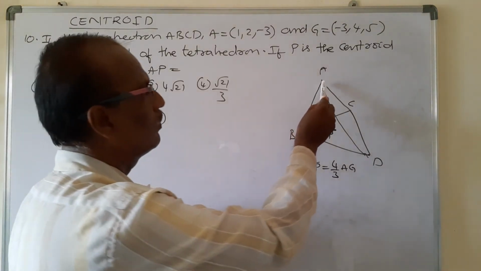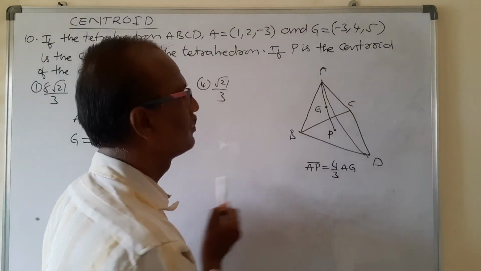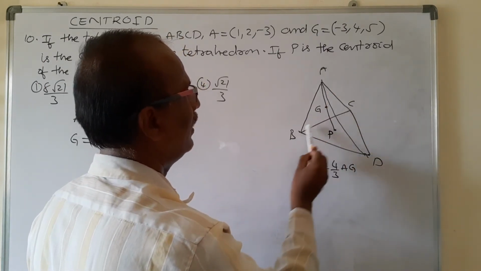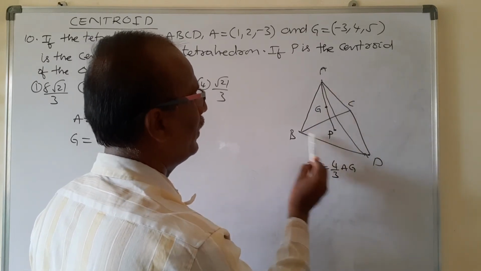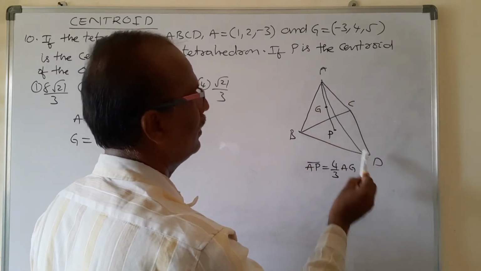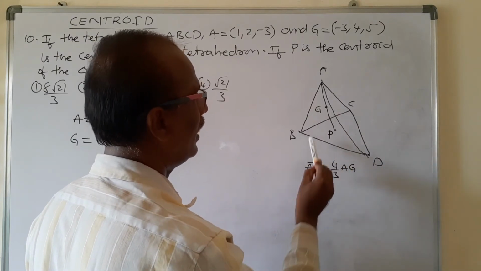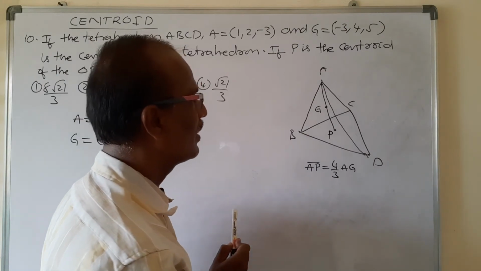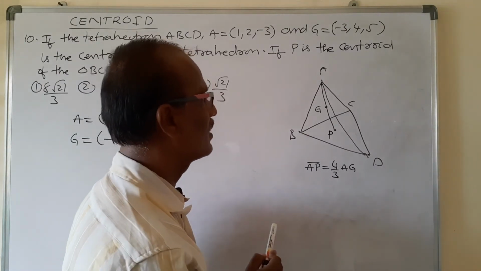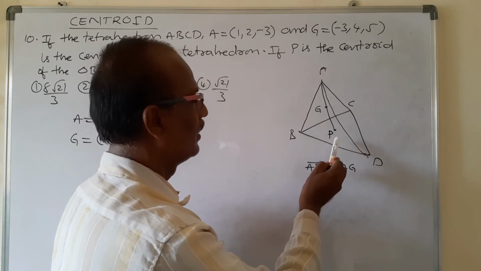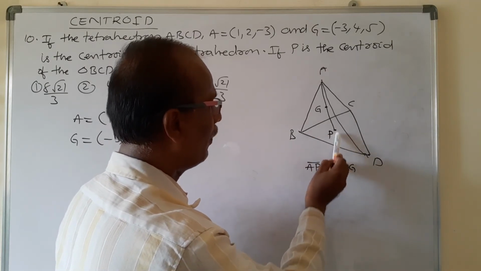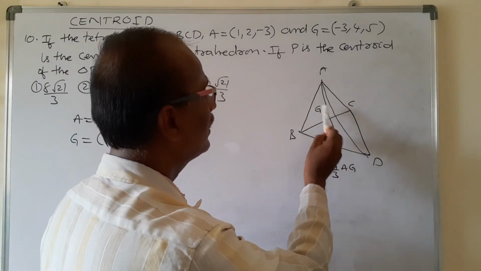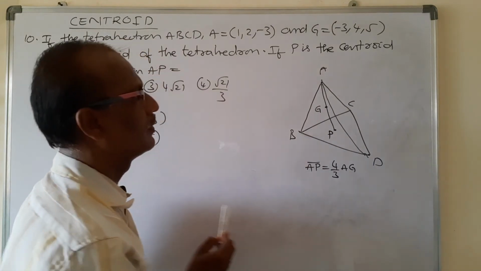In a tetrahedron, 4 vertices are there, and 4 triangular faces: ABC is one triangle, ABD the second triangle, ACD the third triangle, and triangle BCD. Total 4 triangular faces. In each triangular face, one centroid is there. Here, P is the centroid of triangle BCD, and G is the centroid of the tetrahedron.